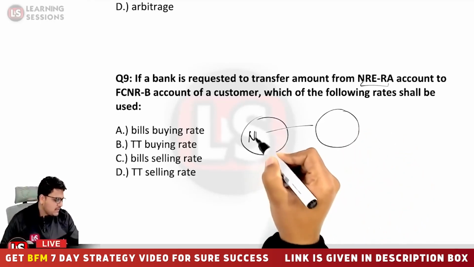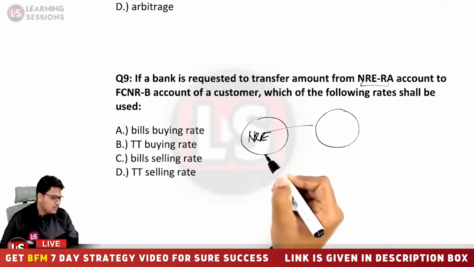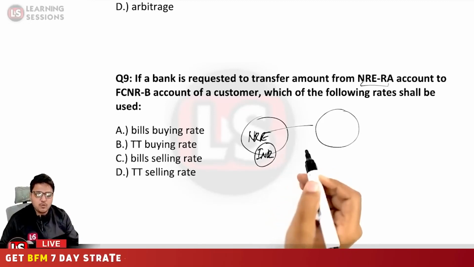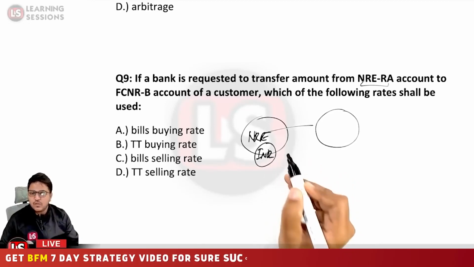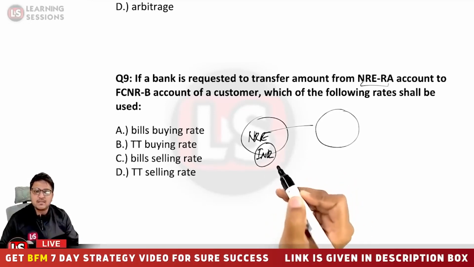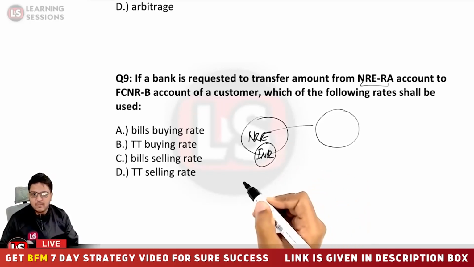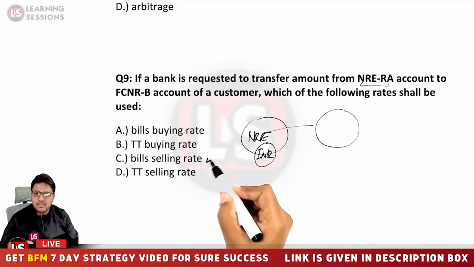In the NRE account, the amount is deposited in INR, and he wants to buy USDs. At what price will he be able to buy? He will be able to buy the USDs at the price at which the bank is ready to sell. That is, the selling rate would be applicable. So the answer will be either C or D.